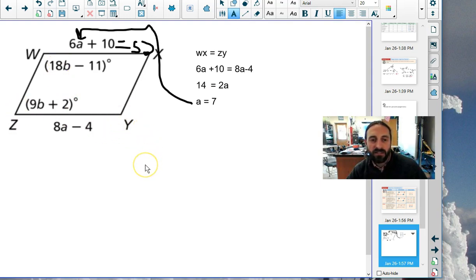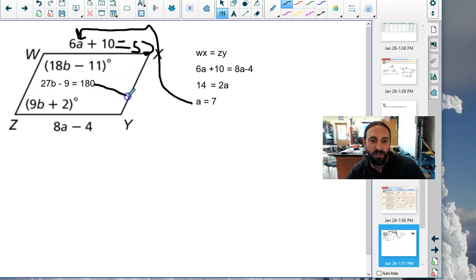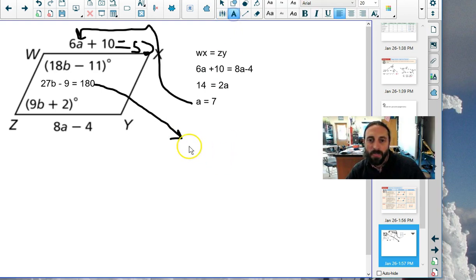Angle YVW is not congruent to ZWX, but they are supplementary. So if I add these two angles up, 27B minus 9 equals 180, I can actually solve this out. And I'm going to let you work through the math, but what you should get when you solve this problem out is B equals 7.